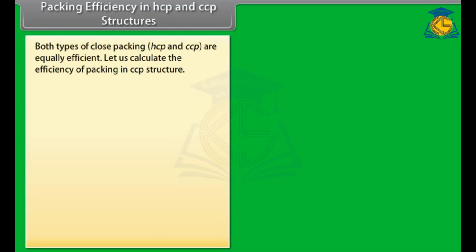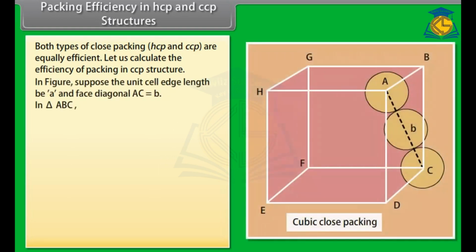Packing efficiency in HCP and CCP structures. Both types of close packing, HCP and CCP, are equally efficient. Let us calculate the efficiency of packing in CCP structure. In the figure, suppose the unit cell edge length BA and face diagonal AC is equal to b.